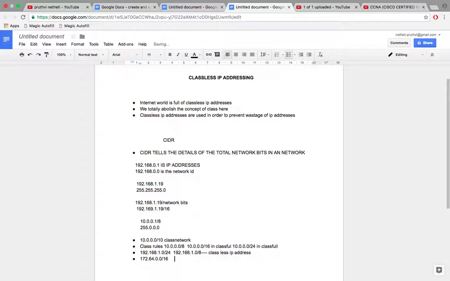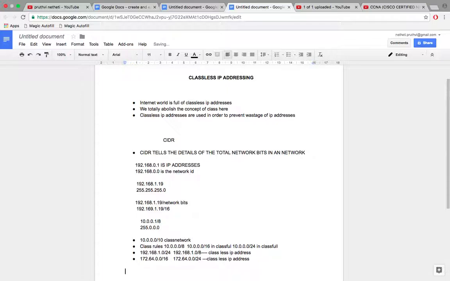172.64.0.0/16. So if you write this 172.64.0.0 the same network as /24, that is with the subnet mask, this is a class B IP address, you have to write a subnet mask of 255.255.0.0, but I wrote it with a subnet mask of 255.255.255.0. This is a wrong denotation of a classful IP address, and this IP address is called a classless IP address.